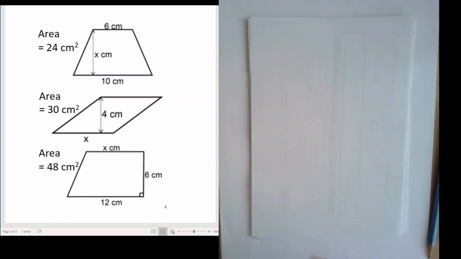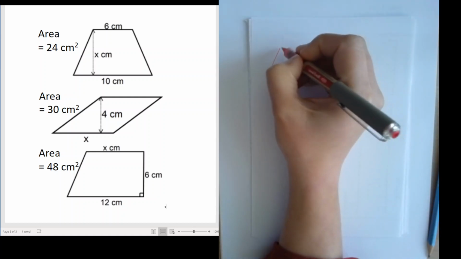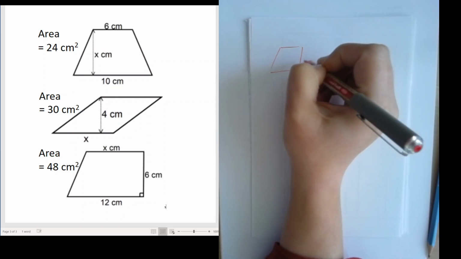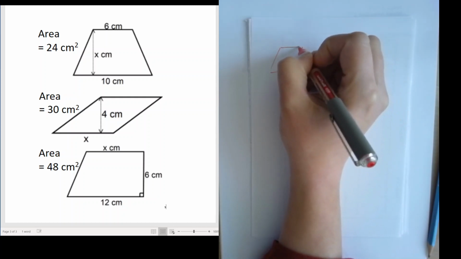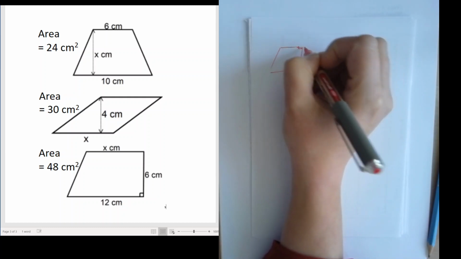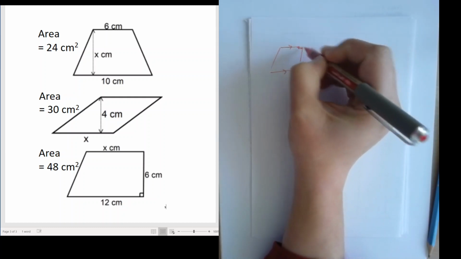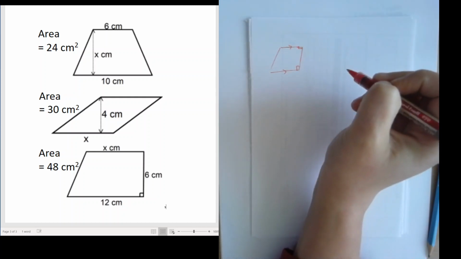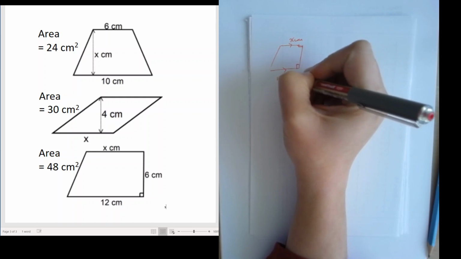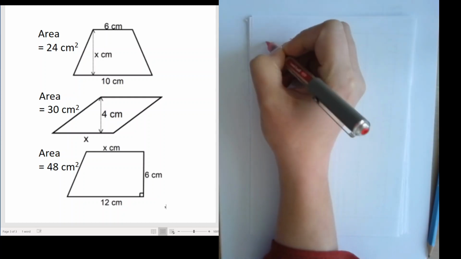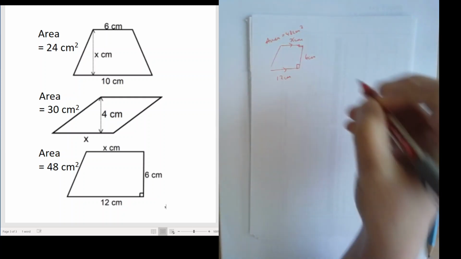And last but not least, we have this fabulous trapezium. They've told me this is a right angle, so it's safe to assume that's a right angle as well, because it is a trapezium. You know a trapezium has a set of parallel lines, and the co-interior angles would add up to 180 degrees. So that is x centimeters, this is 12 centimeters, this is 6 centimeters, and area equals 48 centimeters squared.